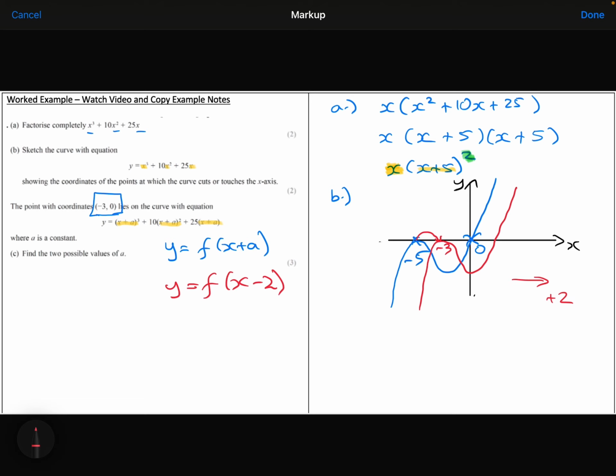Because remember, when it is on the inside of the bracket, when it's on the inside of the function, we do the opposite. So I would add 2 to all of the x coordinates. So a being equal to minus 2 is one possible value of a.